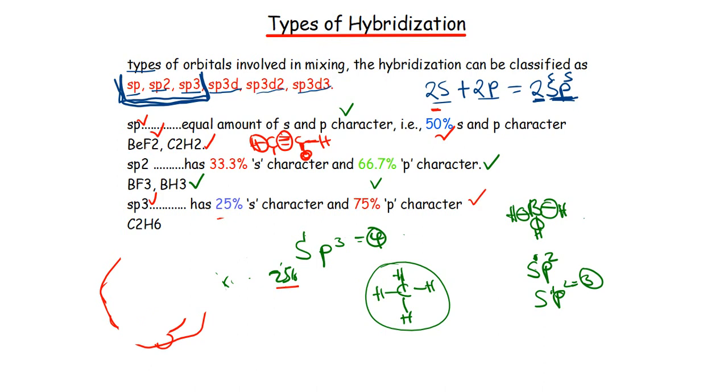Know the characters. You just take the ratio and find the character percentage. Okay, so that is it. We have so far three types of hybridization. We have sp, sp2 and sp3. These are the ones we'll be dealing with. Okay, let's go.